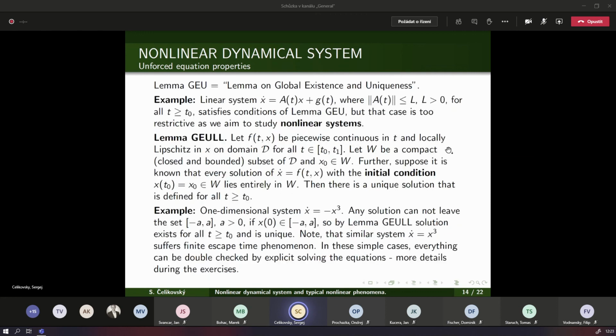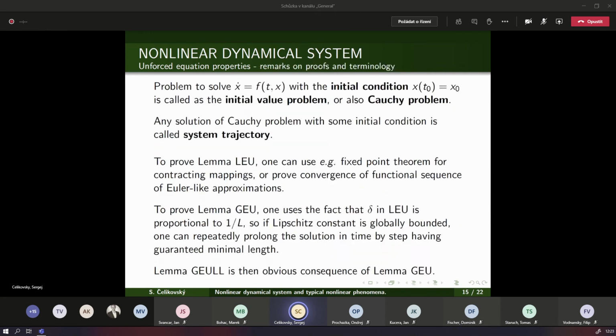But if you have global Lipschitz property, it cannot shrink, and then you know that, roughly speaking, whatever initial condition you take, delta is at least, for instance, 1 second. Then by adding 1 second many times, you can reach even years. But if you know that the first step will be 1 second, then the second step will be half a second, and so on, then of course you cannot prolong to any future.